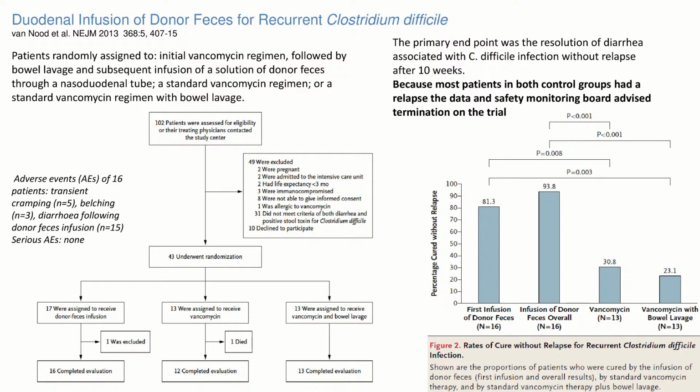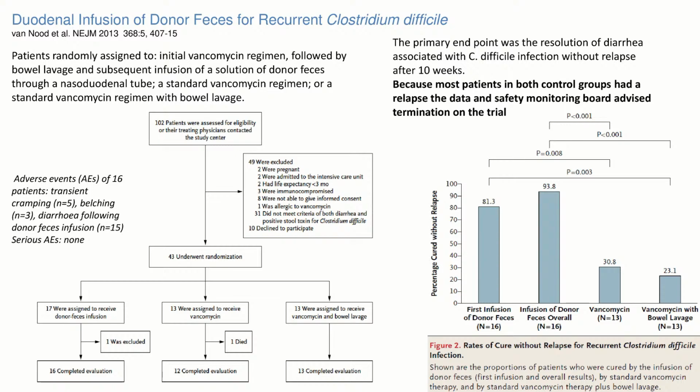So this was really the study that kick-started the modern interest in fecal microbiota transplant. This was published back in 2013 in the New England Journal of Medicine. It was the first randomized controlled trial of FMT to treat patients who had recurrent C. diff infection. 43 patients were randomized to 3 different arms.